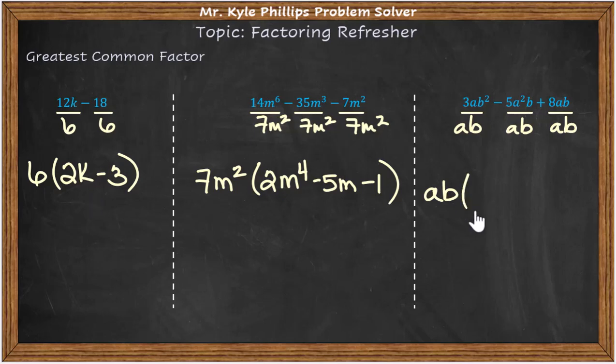So here, these a's are going to go away. 2 minus 1 is 1. So here I am left with 3b. 2 minus 1 is going to give me 1. These b's are going to go away. So I'm going to have minus 5a. This A and this A are going to cancel to 1. This B is going to reduce to 1. So I'm left with 8. And here I have factored out the greatest common factor.